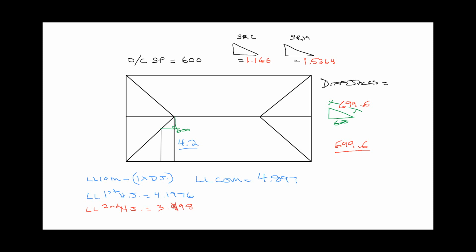That's supposed to be a 4, just in case. This is really hard sometimes to write with this. Anyway, I think you get the idea. So that would be our second hip jack right there.